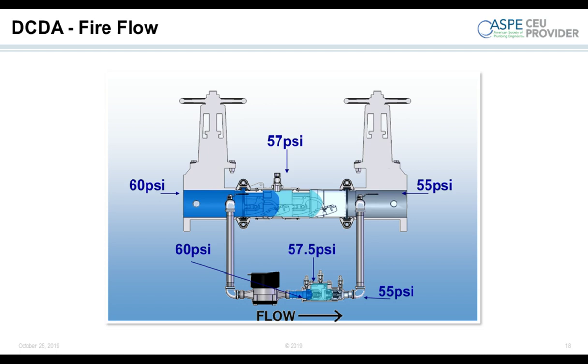And then we go to full fire flow. Here we have the majority of the flow going through the main valve. You're still probably only getting a handful of gallons a minute through that little 3/4 inch bypass. And we're at full fire flow, right? 15 psi pressure drop across the assembly.